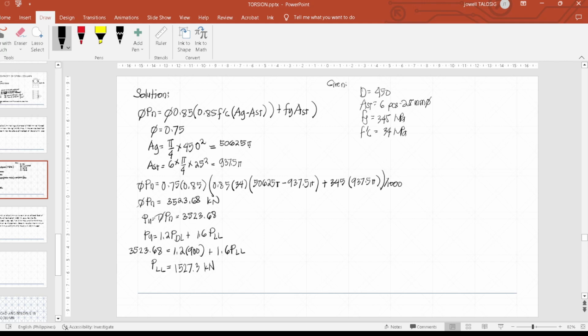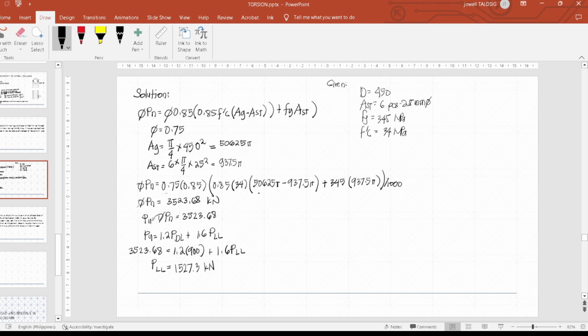Alright? And then we can now solve the value of our phi Pn. Okay, salpak mo lang yung mga sagot dito and you will have the values here, and then don't forget to divide it by 1000. So that is we will have an answer of 3523.68. Okay? So from that, that is your design strength.